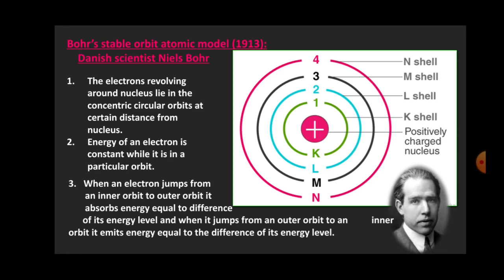Now the second point it explained is that the energy of an electron is constant while it is in a particular orbit. When it is rotating in its own orbit, its energy is constant. But if it jumps from an inner orbit to an outer orbit, then it absorbs energy. And on the contrary, when it jumps from the outer orbit into the inner orbit, it gives out energy. That is, the energy levels of these orbits are different, right? So this was the model given by Niels Bohr.